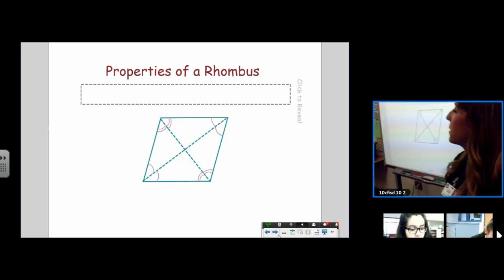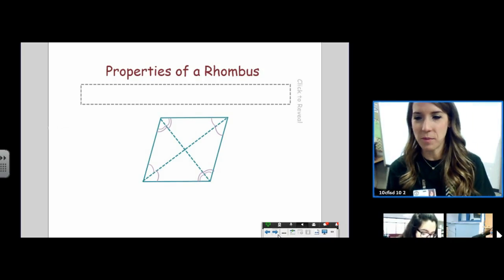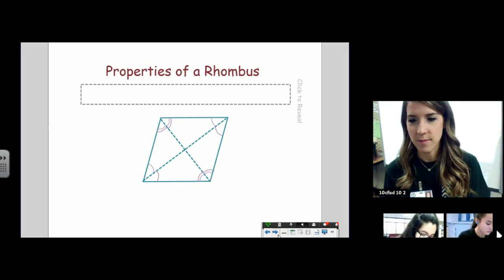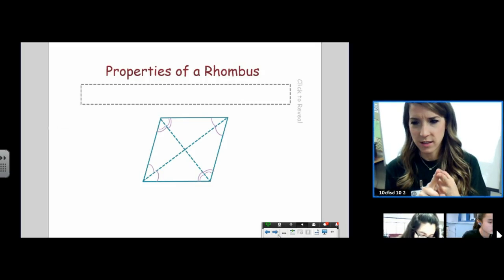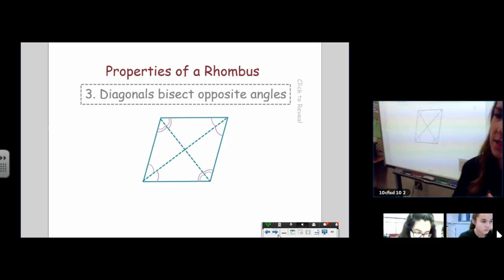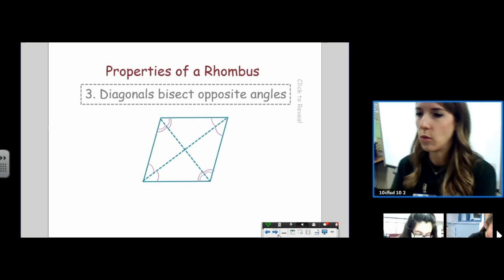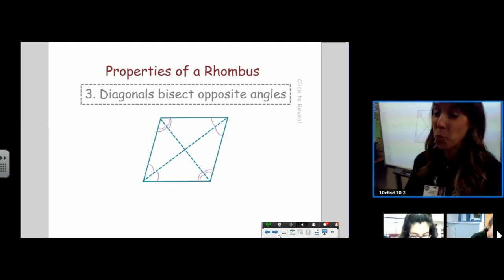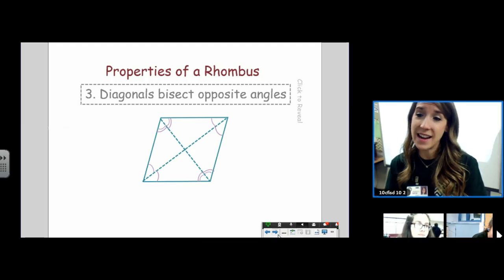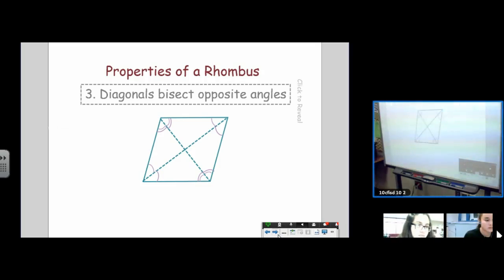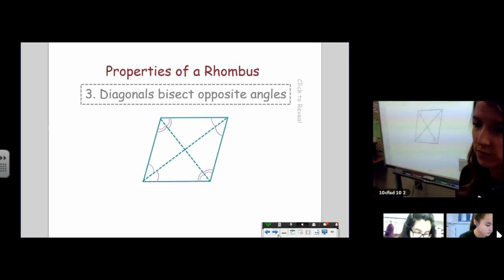All right, last bonus property. He's a little bit more special. He gets one extra bonus property. What is this trying to convey? The diagonals, good, bisect the angles. The diagonals cut the angles in half. You don't necessarily need to write the word opposite if you don't want to. Diagonals bisect angles. So we had 5 properties of a parallelogram, and we just added on 5 more between rectangle and rhombus. So it's now 10 properties that you are getting to know really well.